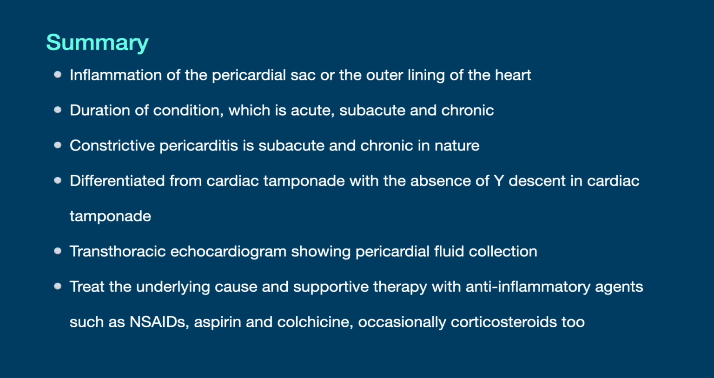In summary, pericarditis is the inflammation of the pericardial sac or the outer lining of the heart. It is classified based on the duration of the condition, which is acute, subacute, and chronic. Constrictive pericarditis is subacute and chronic in nature, usually caused by tuberculosis. It can be differentiated from cardiac tamponade with the absence of Y descent in cardiac tamponade. Pericarditis can be identified from a transthoracic echocardiogram showing pericardial fluid collection.